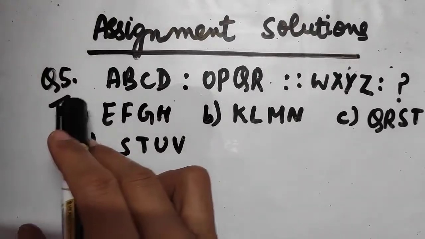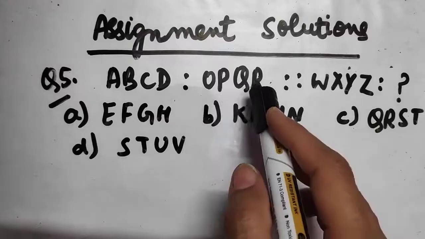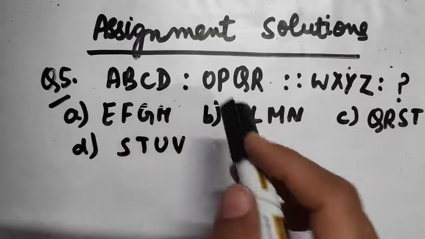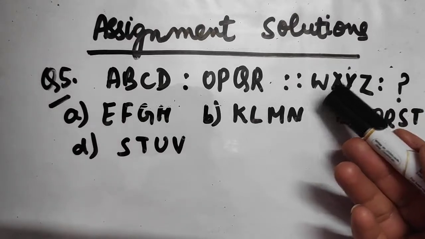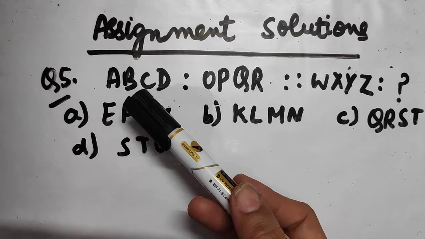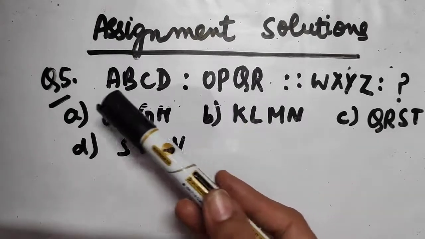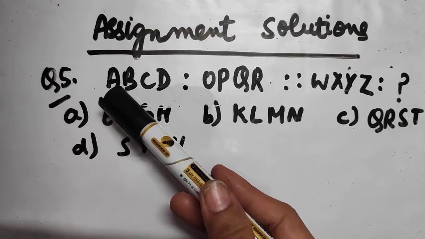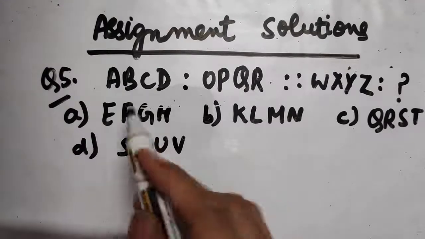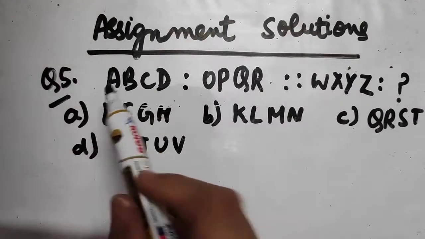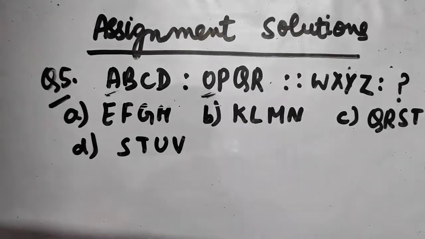Now let us see question number 5 based on alphabet analogy. A, B, C, D is to O, P, Q, R. So we need to first find the relationship between these two groups and then accordingly what will be the answer for W, X, Y, Z. So try to understand the relationship between these two. It is quite clear that each letter of the first group is moved 14 steps. If you see the alphabets, A is moved 14 steps forward to obtain the corresponding letter of the second group.